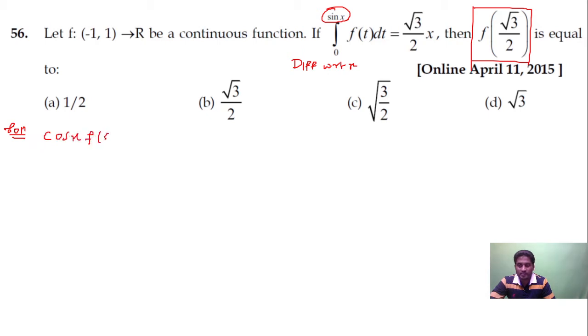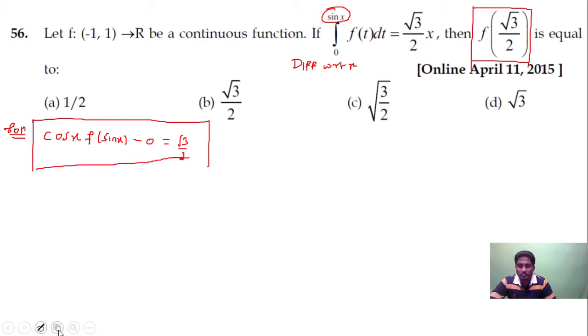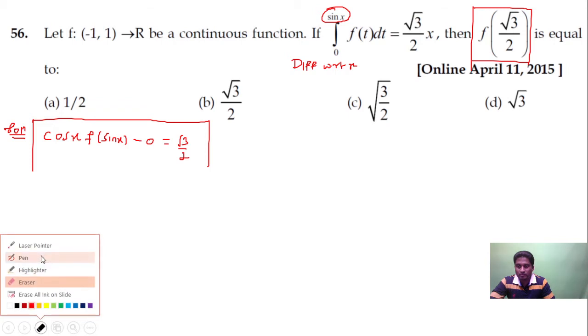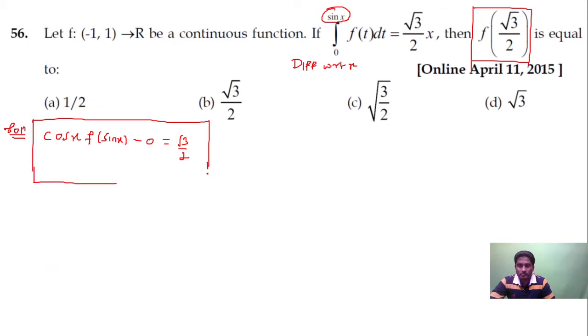This is f of sin x. Anyways, differentiation of the lower limit is 0 because it's constant. Root 3 by 2 into x, differentiation is root 3 by 2. So if I want to get f of root 3 by 2, I'm going to put x is equal to pi by 3, because sin 60 is root 3 by 2, right? So I'm going to put x is equal to pi by 3.